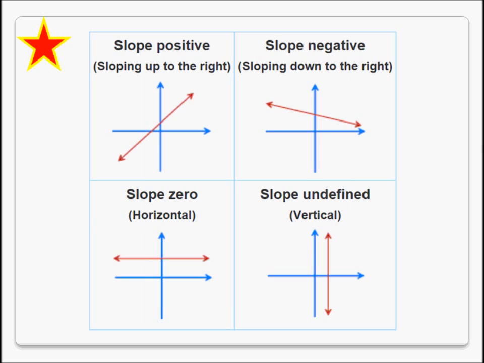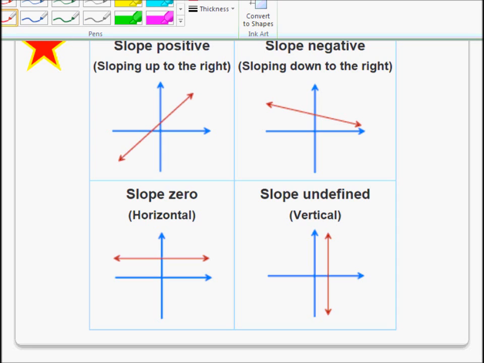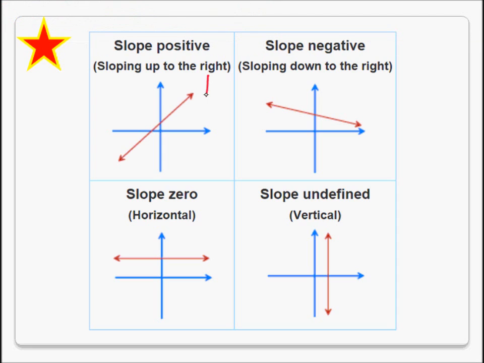So here's a summary that you need to copy down. So pause the video now, copy down these 4 little sketches, and you can see that the top left hand corner up towards the right is positive. So I'll just put that in for you. Up towards the right, positive. Up towards the left, negative. Straight across the page, 0. And then straight up the page, undefined. So copy that down now.